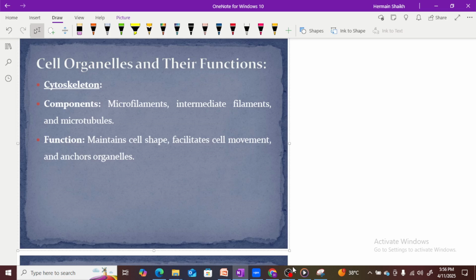Now the cytoskeleton. Components of the cytoskeleton consist of the microfilaments, intermediate filaments and the microtubules. Basically 3 structures make the cytoskeleton, the structure for the cell. Its function is basically to help out in the maintenance of the cell shape, facilitate cell movement and anchor organelles.